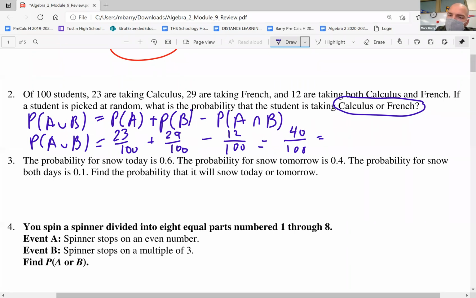If we reduce that, it would be 4 out of 10, which if we reduced it again would be 2 out of 5. So 2 out of 5 is the answer they have on the answer sheet, which is on the last page here. But if they did write that as a decimal, they would say 0.4 or 40%. All right.